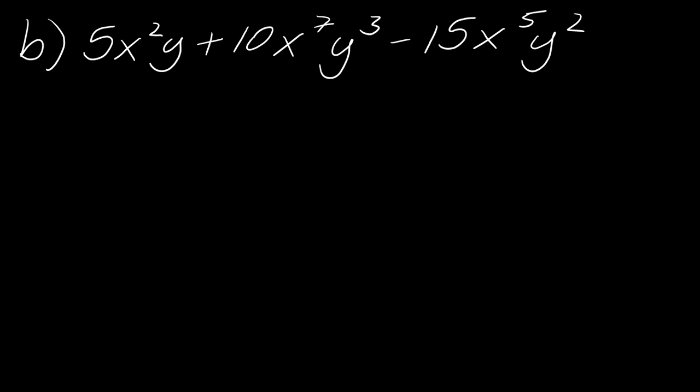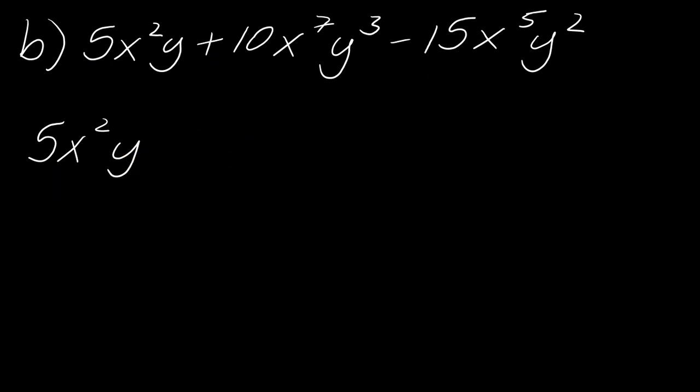Okay. So in this case, everything is divisible by 5. So that's going to be the number part of the GCF. And then I notice I've got x squared, x to the 7th, and x to the 5th. So at a minimum, all of these have a factor of x squared in them. And then I've got y cubed and y squared. So at a minimum, all of these have a y in them. So really the first term again is the GCF.